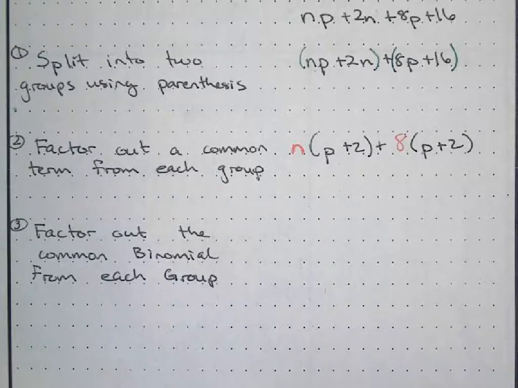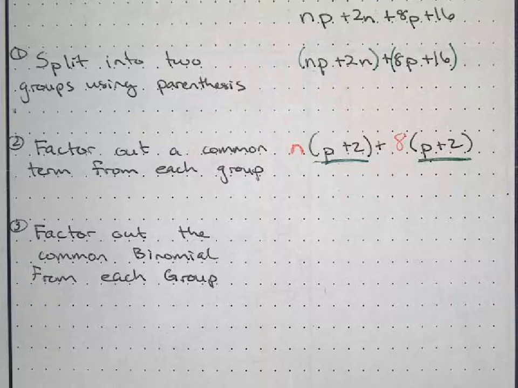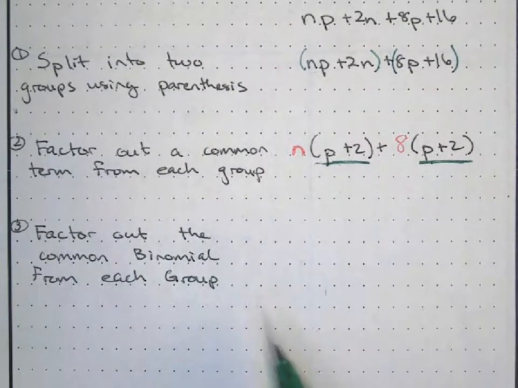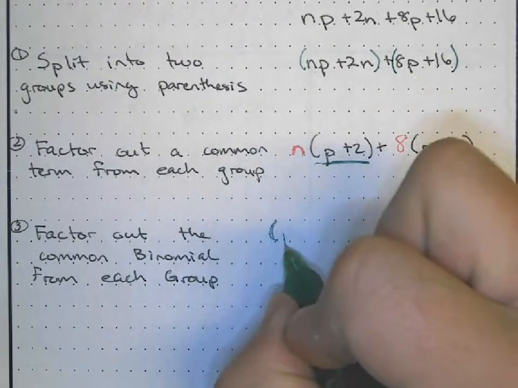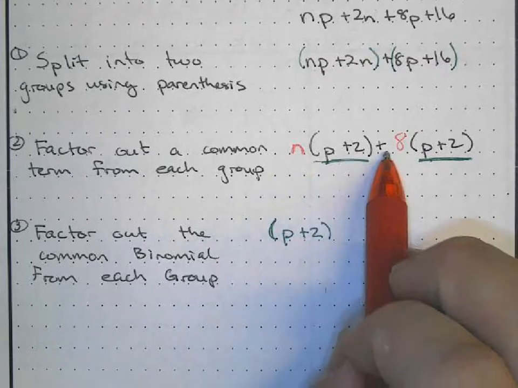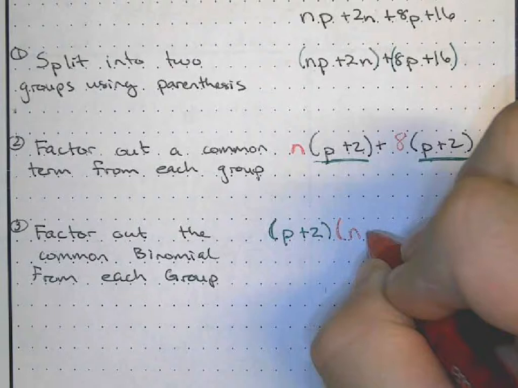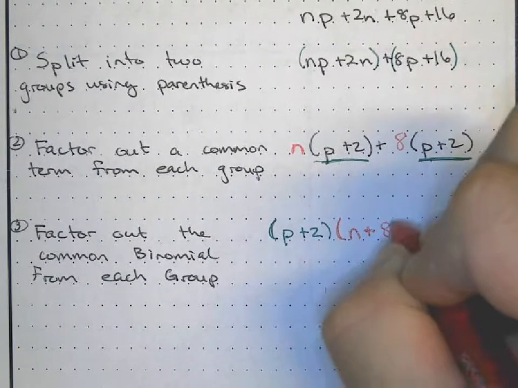So when I look at that, I have my p plus 2, and I have my p plus 2. So I can take that and factor that out. So I'll have my p plus 2 right here. And then the n plus 8, this n and this plus 8, they just kind of come straight down. So I have n plus 8.